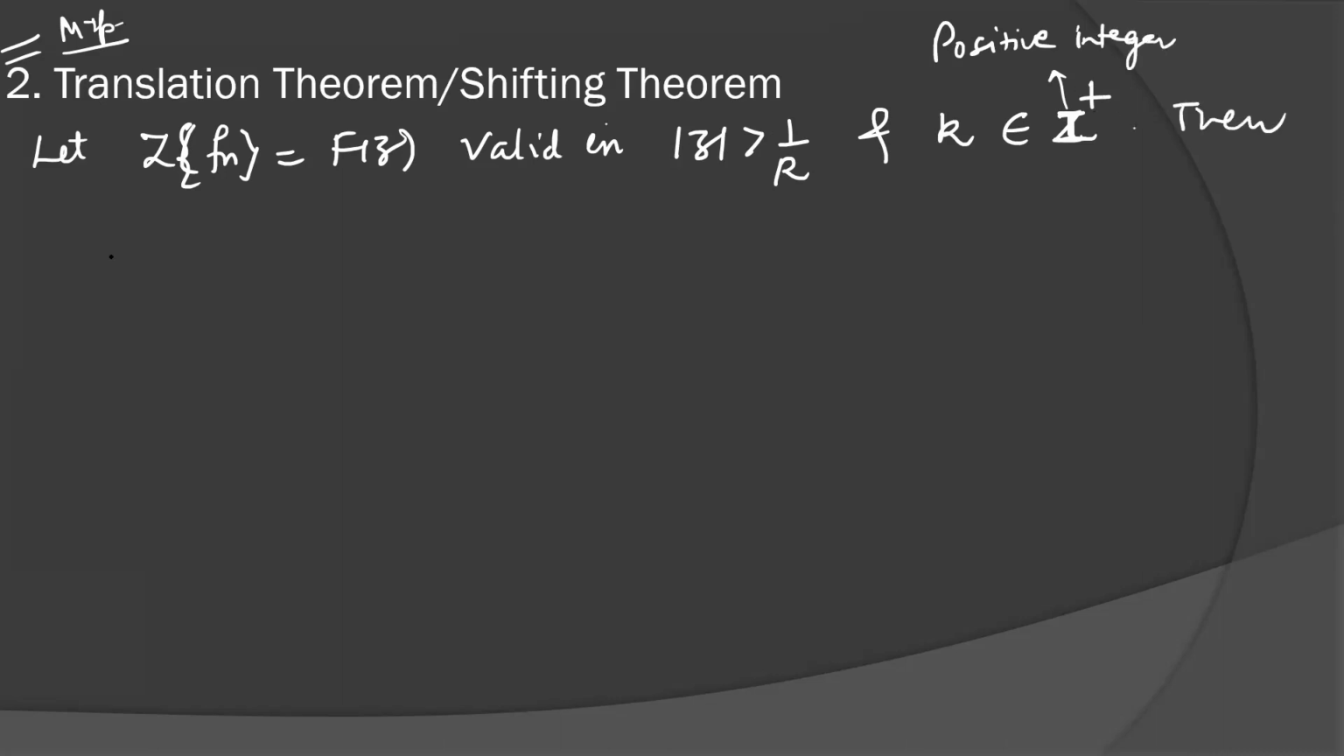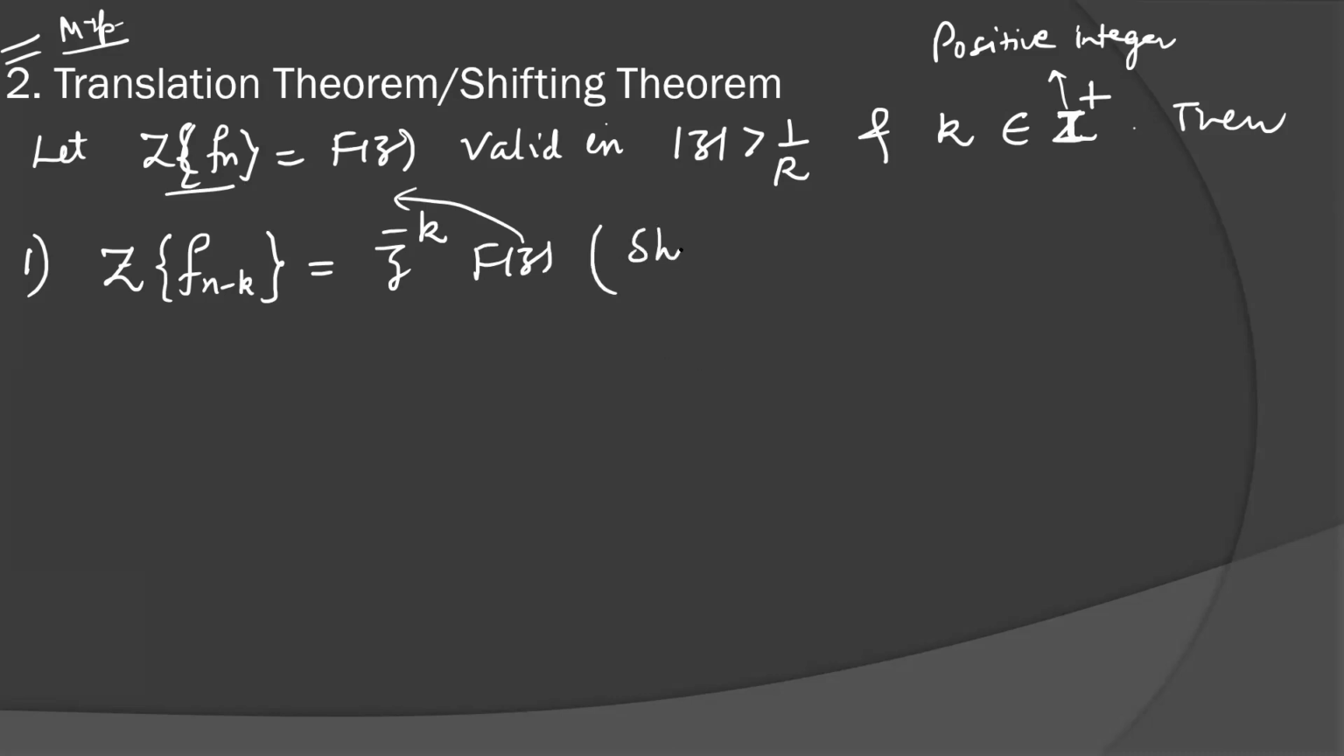Then the first result is shifting to the right. The Z transformation of the sequence f of n minus k is equal to z to the power minus k Fz. What is Fz? Fz is the Z transformation of fn. This is called shifting to the right.